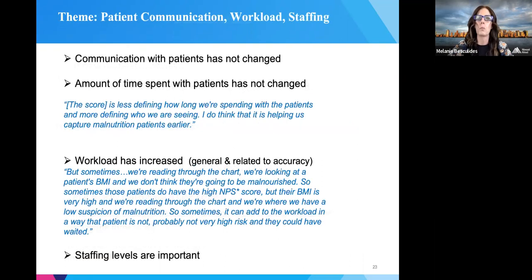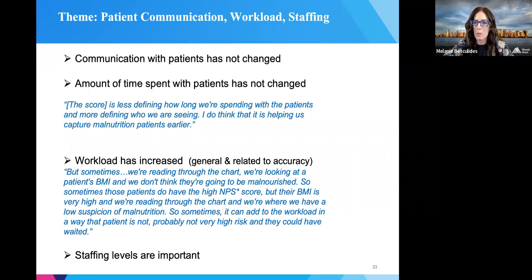In terms of patient communication, workload, and staffing, RDs noted that the way they communicate with patients did not change at all. And that was kind of nice to see. They weren't telling people, oh, you have a high score. That was never mentioned. It was really just changing how they prioritize patients and who they pick to go see.